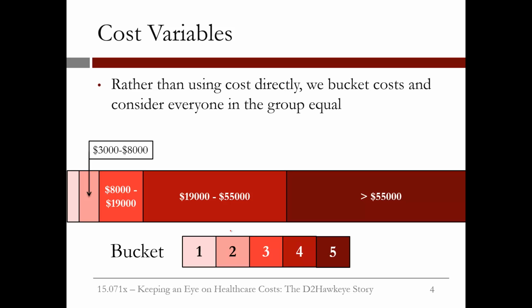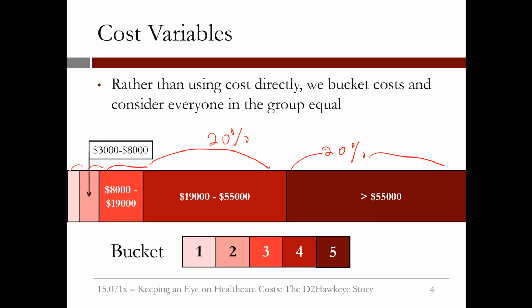An important aspect of the variables were the variables related to cost. So rather than using costs directly, we bucketed costs and consider everyone in the group equally. So we defined 5 buckets. The buckets were partitioned in such a way so that 20% of all costs is in bucket 5, 20% is in bucket 4, and so forth.